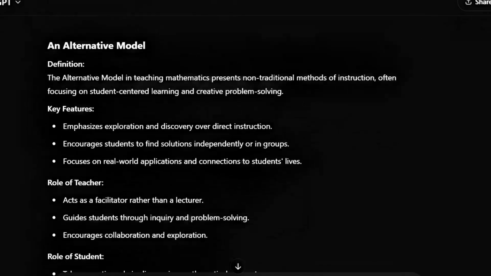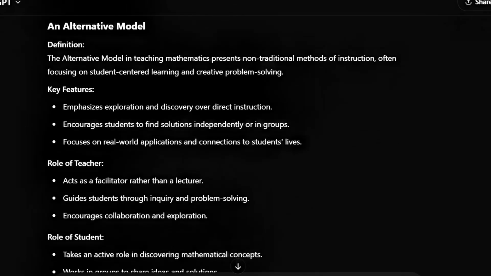An alternative model. Definition: the alternative model in teaching mathematics presents non-traditional methods of instruction, often focusing on student-centered learning and creative problem solving. Key features: emphasizes exploration and discovery over direct instruction, encourages students to find solutions independently or in groups, focuses on real-world applications and connections to students' lives.